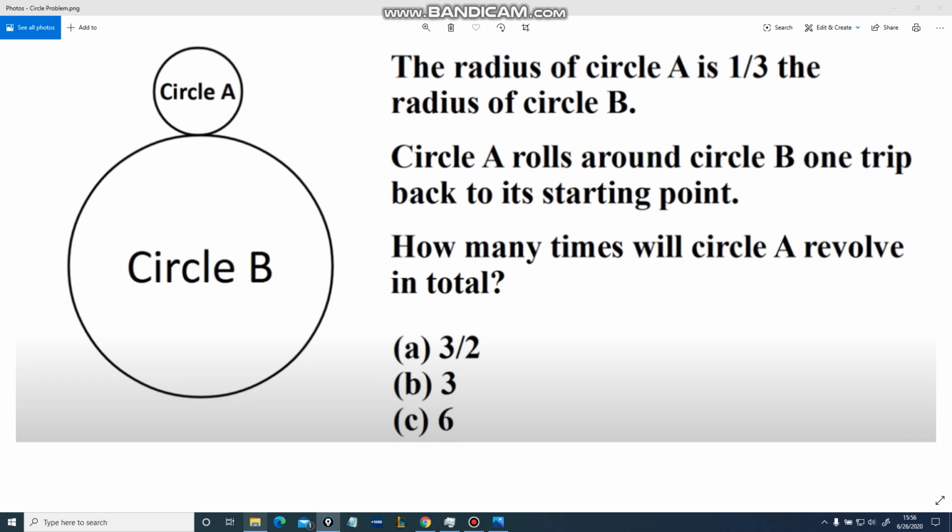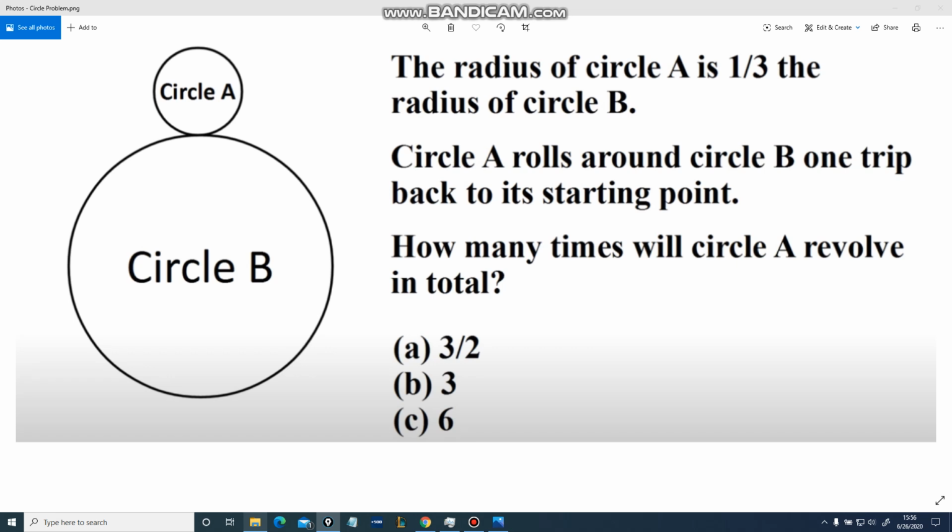The radius of a circle A, which is this one over here, is 1/3 of the radius of circle B. Circle A rolls around circle B once, back to its starting point. How many times will circle A revolve in total? And there's a bunch of bogus answers. I will tell you right now, none of the right answers are on here.